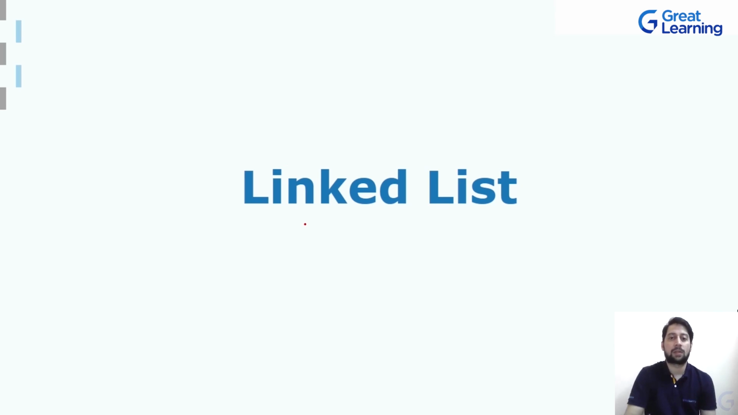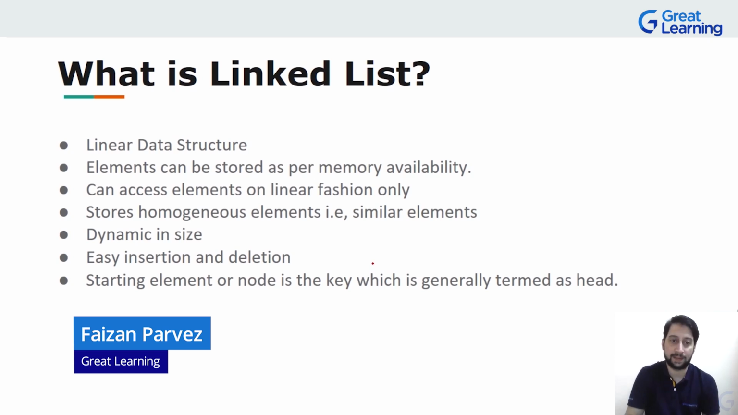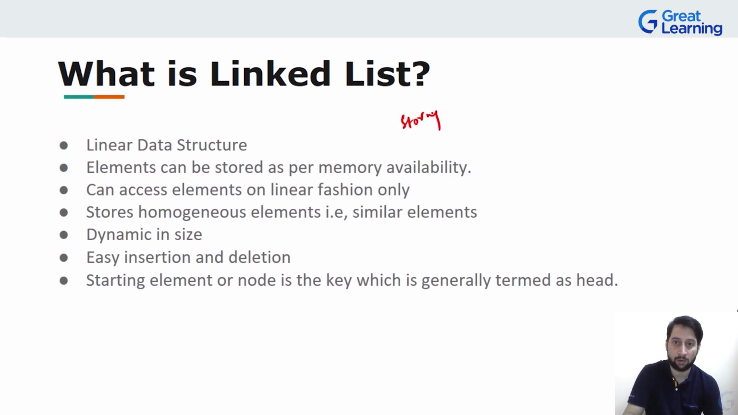Now let's talk about linked lists. Let's understand what a linked list is. It is a linear data structure. That means the elements are stored in a linear fashion.